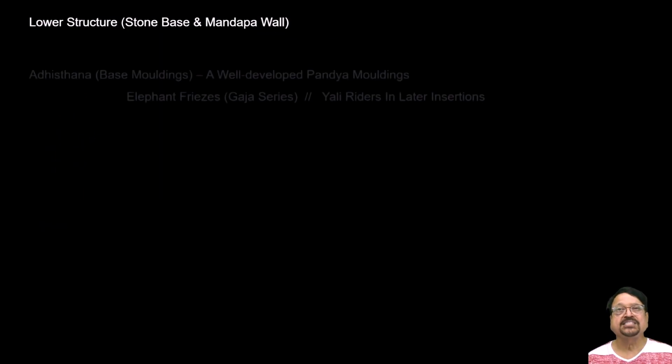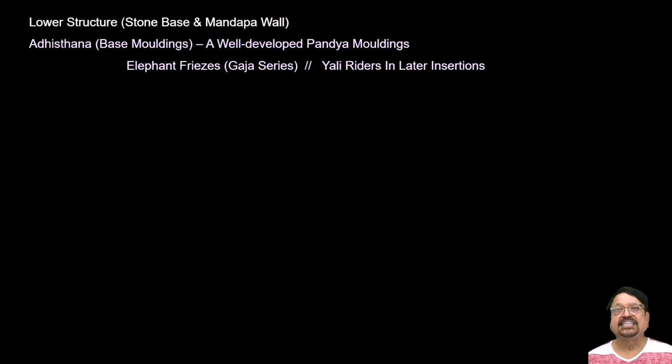The lower structure, the stone base of the mandap wall, the adhisthana or base moldings, are well-developed Pandyan moldings. Then elephant friezes you can see. Elephant was considered as strength and prosperity, so always the lowermost portion of this adhisthana is by the elephant. That is the strength, and the money power was indicated by friezes of the Gaja series. Then you can find Yali also. Yali is a mythical animal first introduced by Vijayanagar. They take it as bravery. So all the best possible structures are combined in it.